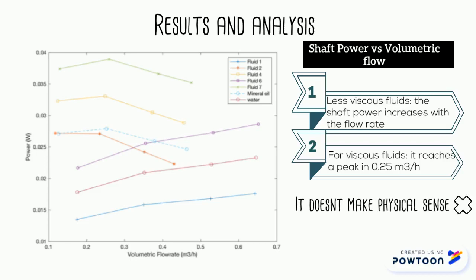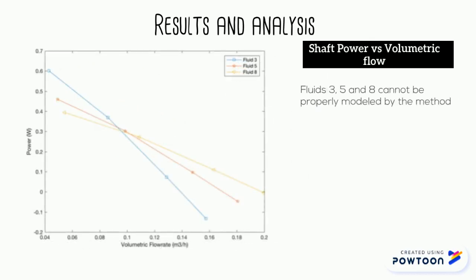And also, it is important to mention that fluids 3, 5, and 8 are not properly modeled by the method because their B parameter is outside the ranges established by the algorithm.